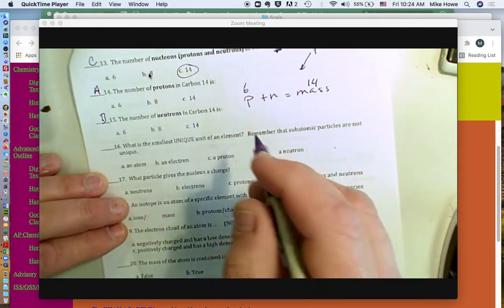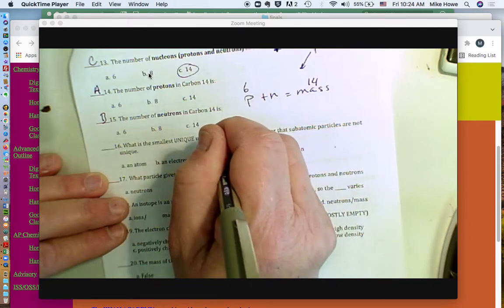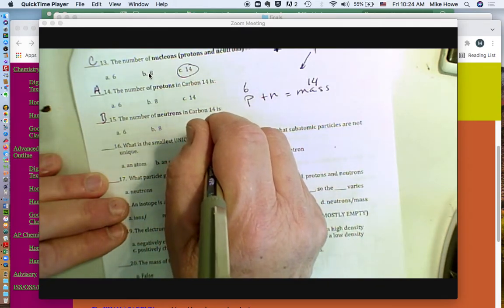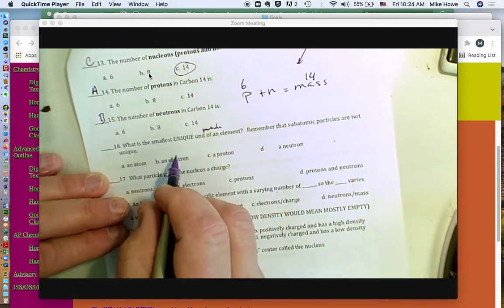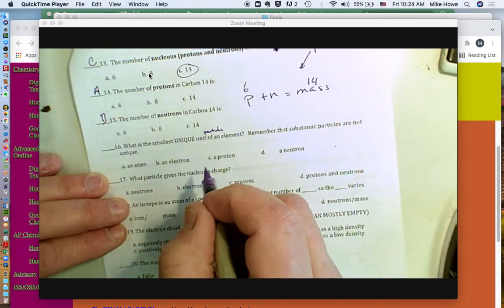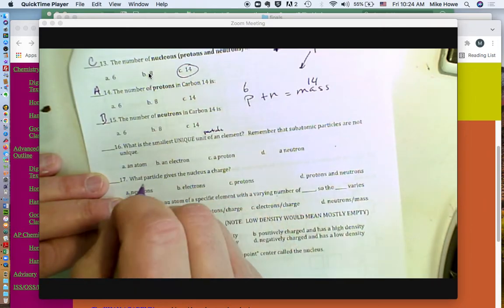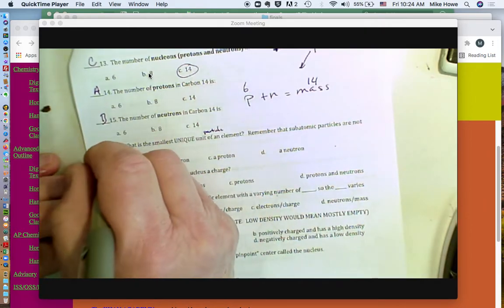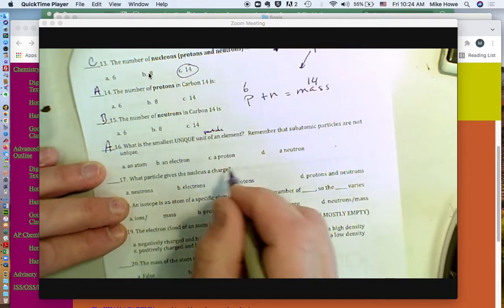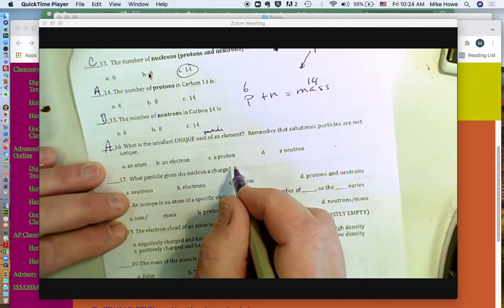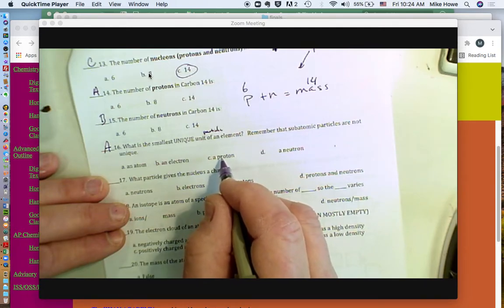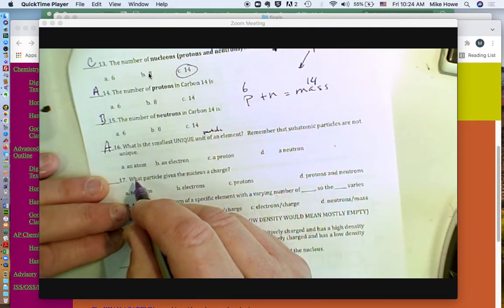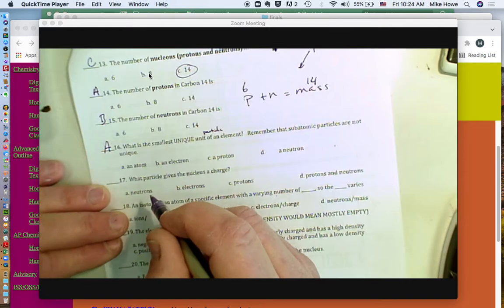Okay, the smallest unique, this is supposed to be unique particle. There's a little typo there. Okay. Unique means having a definite identity that is different from something else like it. So that would be an atom. Protons and neutrons and electrons are all the same no matter what atom they're in, but the number of protons determines what the atom is. So the smallest unique part of an element is an atom.